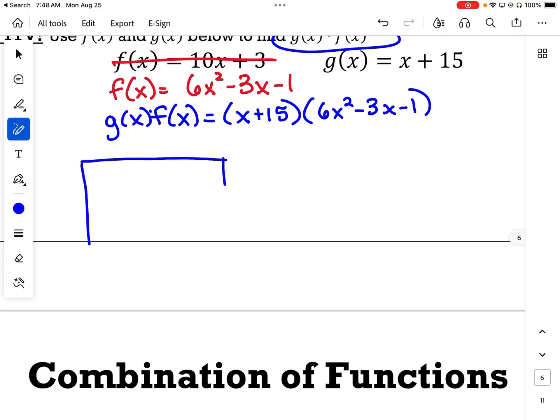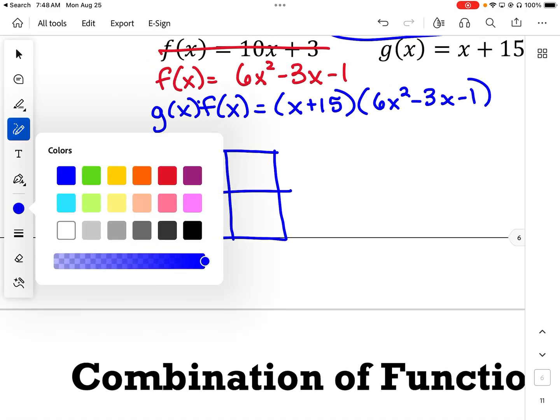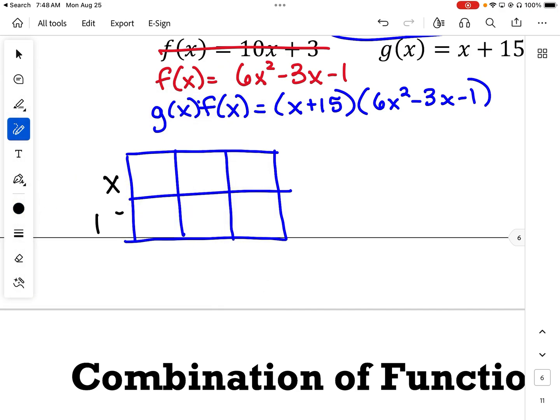So see how we did the last one? We could do it just like that. Or we can turn it sideways. It's up to you. It's your preference. So I'm going to turn it sideways just so you see the two different ways, and you get to pick which way you like better. So x plus 15, and then 6x squared minus 3x minus 1. So I got it started for you. I want you to finish it. I'm going to come around and check. Then we'll see how you did.